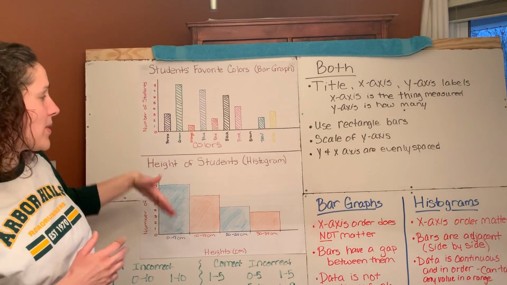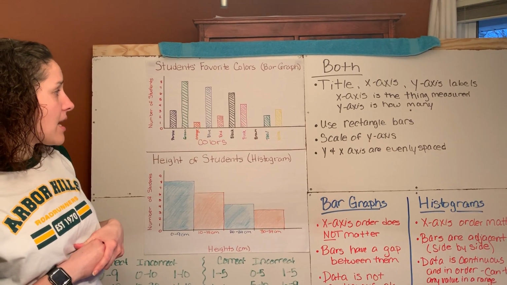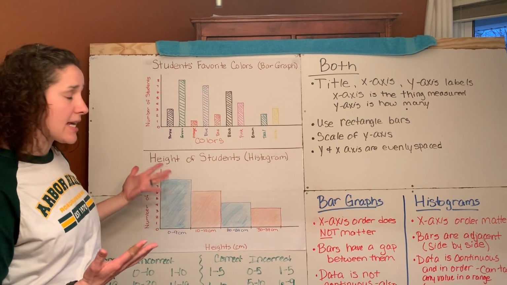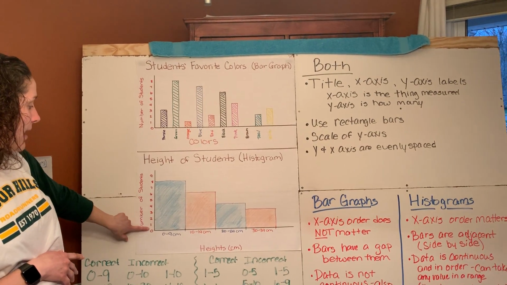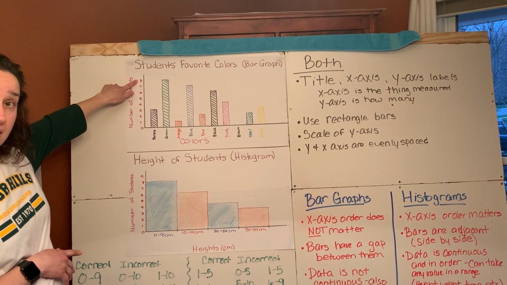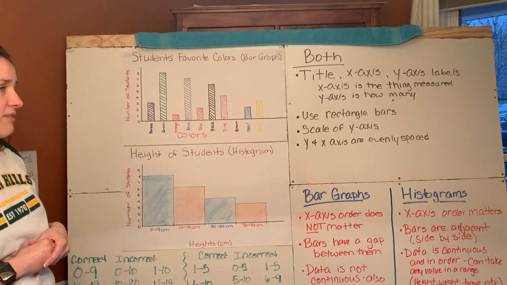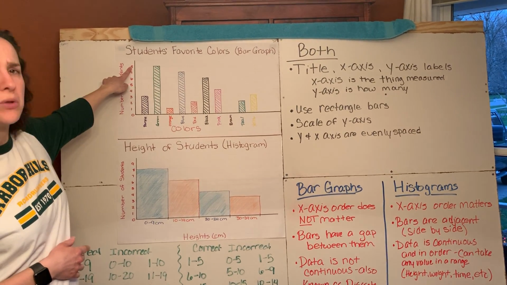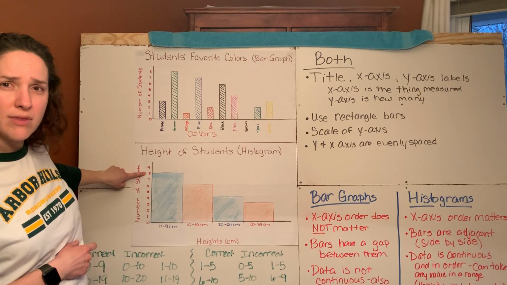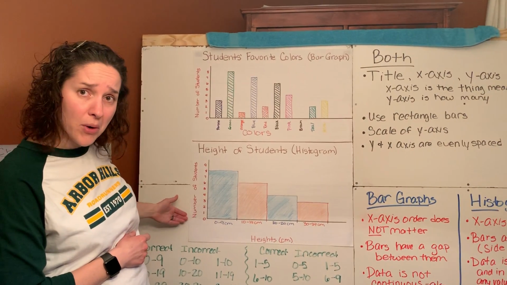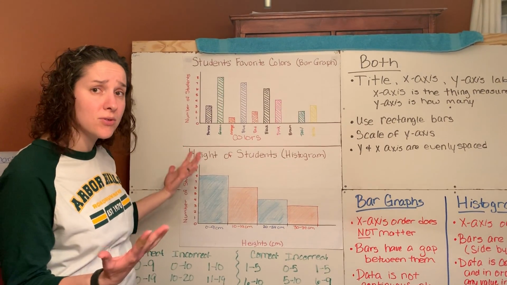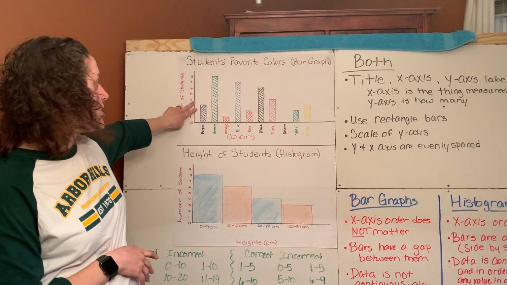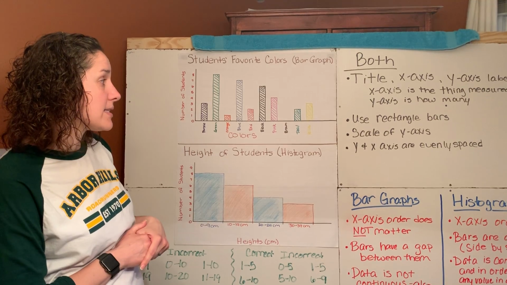They both obviously use rectangular bars. The scale of the y-axis is also something that you have to take into account with both of them. For example, I counted by ones on both of these scales, but if I were trying to graph everybody at Arbor Hills, well, my graph would have to go a whole lot higher than 8 on both of these. So I might count by 5s on both, I might count by 10s, I might count by 2s, just like we did in that variables and patterns book. So you just have to pay close attention to what your scale is on your y-axis.